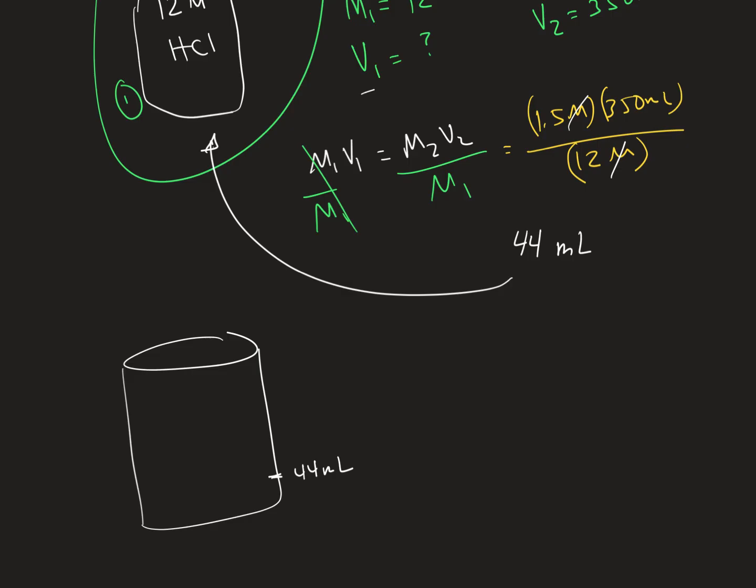So what do I do? I just add water. I dilute it. Because this is 12 molar. That's way too high. So I just add water. How much water do I need to add? I just pour water until it reaches what level? 350 milliliters. Done. So 350 minus 44, what is that? 306 milliliters of water.